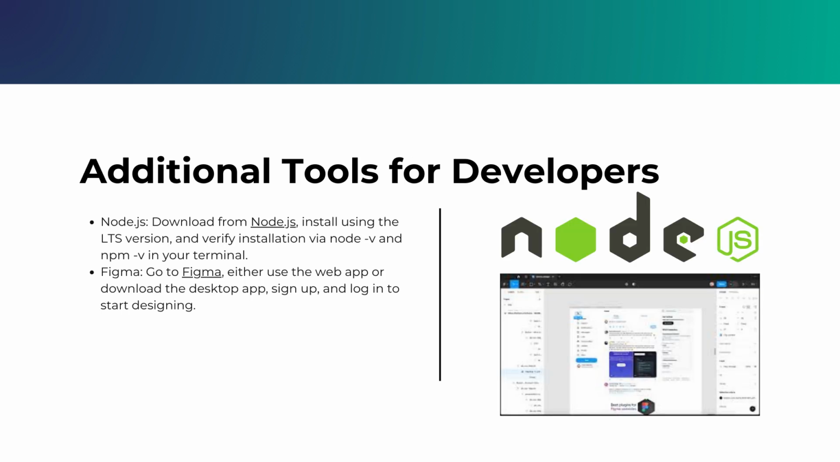Finally, let's touch on a few additional tools that can enhance your development experience. Tools like Node.js allow you to run JavaScript outside the browser, which is essential for backend development. Other useful tools include Terminal for managing files and running commands, and Figma for creating website designs and mockups. While these aren't required for basic web development, having knowledge of tools like Node.js and Figma can take your projects to the next level, especially as you start building more advanced websites.